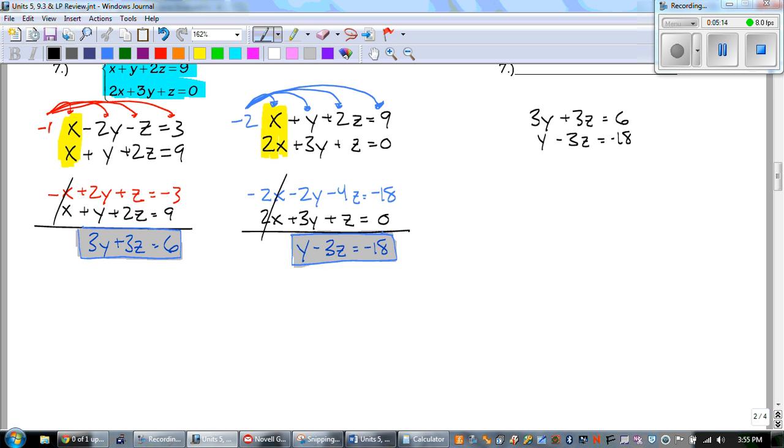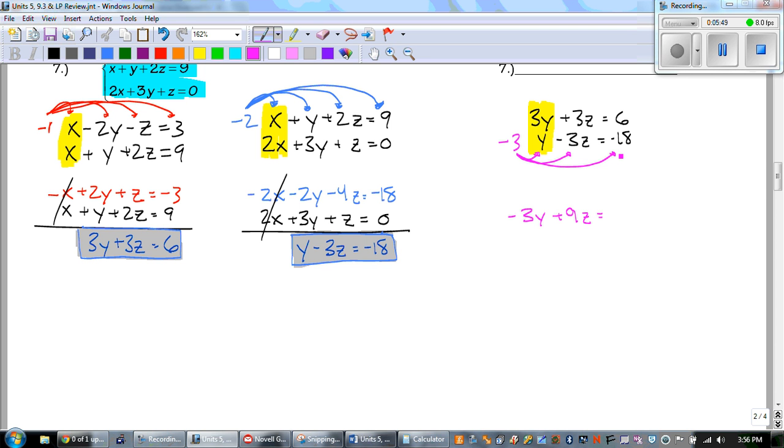I know some of you might be like, well, Mr. Grice, we can cancel the z's. Cool, go ahead, do that if you know how to. But we are going to cancel the y's out. So if I want to cancel the y's, I need to multiply the bottom equation this time by negative 3. As I multiply everything out, I get negative 3y. A negative times a negative makes that a positive 9z.